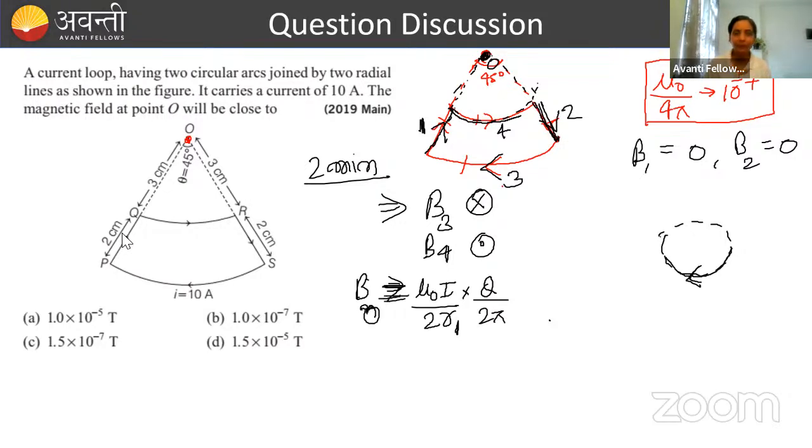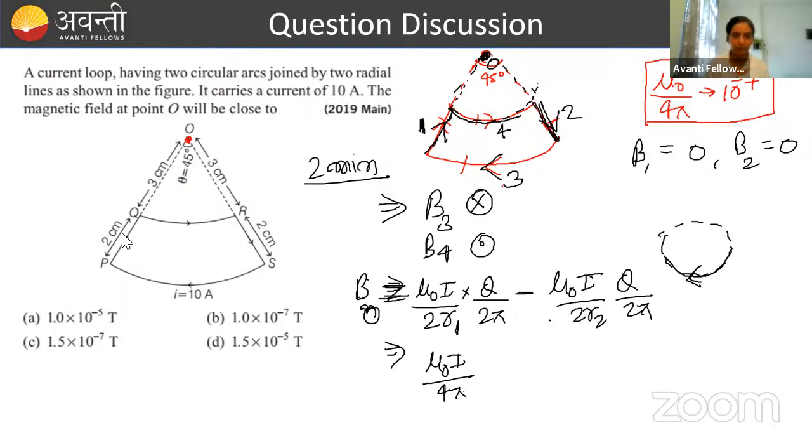So what will B net be? Mu naught I by 2R1 into theta by 2 pi minus what will you do? Calculate B3. That is mu naught I by 2R2. Again the angle they make at the center is the same, 45 degrees by 2 pi. So what will the answer be? Take common things outside: mu naught I by 4 pi, and here it is theta, right? And 1 by R1 minus 1 by R2. Okay. So this is all. Now what will happen?